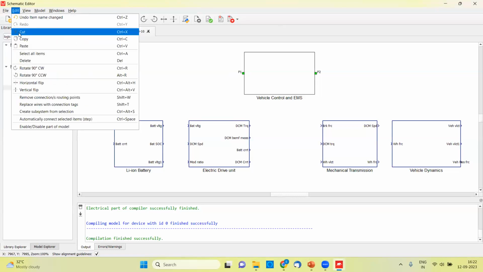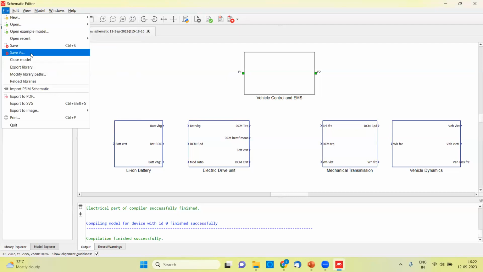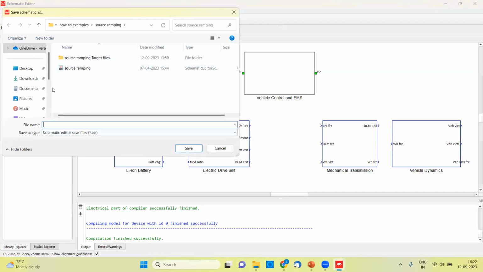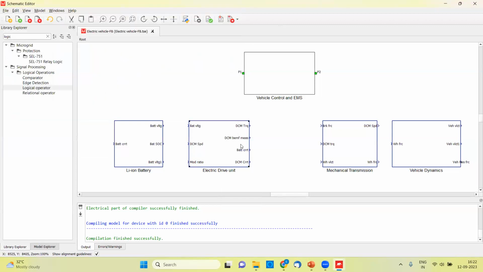So I'm just going to save my model. Save as electric vehicle. The desktop EVSP, I'm going to save the model. So if any of the participants are making the model alongside, please remember to save the model. Is there any question? Okay. So far, we don't have any further questions.